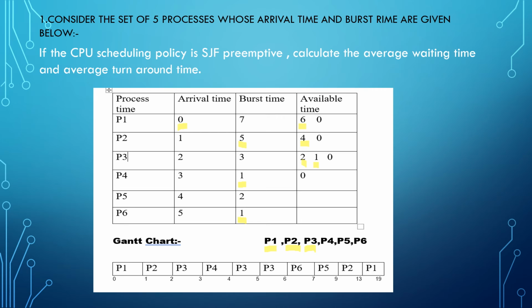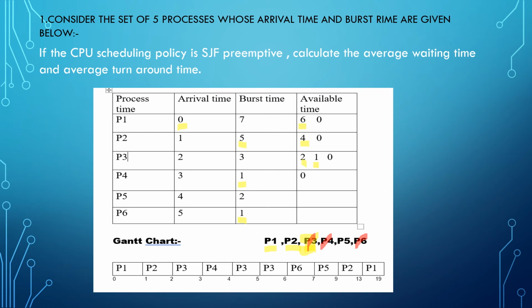Next, after 1, we'll see P5, P2 and P1. The lowest burst time is of P5, that is 2. So we'll allocate P5 as the next process. So already for us the P3 process and P4 process are completed. So let us make a mark. P3 process and P4 process are completed, and now the P6 process is also completed.